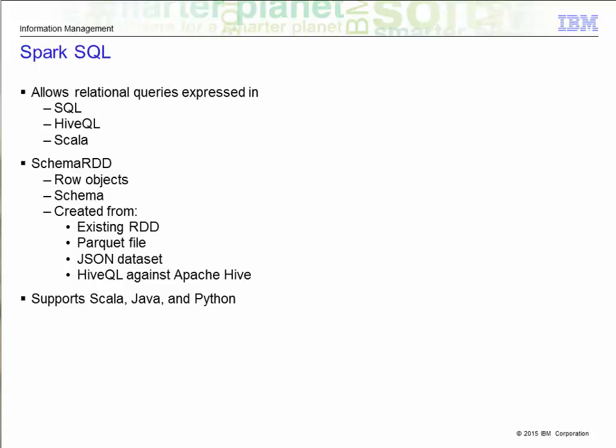Spark SQL allows you to write relational queries that are expressed in either SQL, HiveQL, or Scala to be executed using Spark. Spark SQL has a new RDD called the Schema RDD. The Schema RDD consists of row objects and a schema that describes the type of data in each column in the row. You can think of this as a table in a traditional relational database. You create a Schema RDD from existing RDDs, a Parquet file, a JSON dataset, or using HiveQL to query against the data stored in Hive. You can write a Spark SQL application using Scala, Java, or Python.